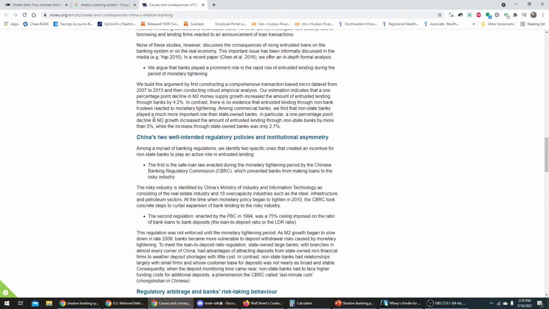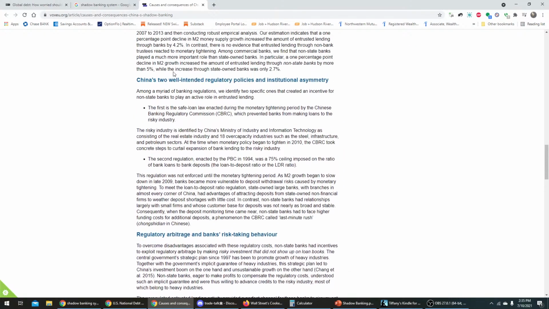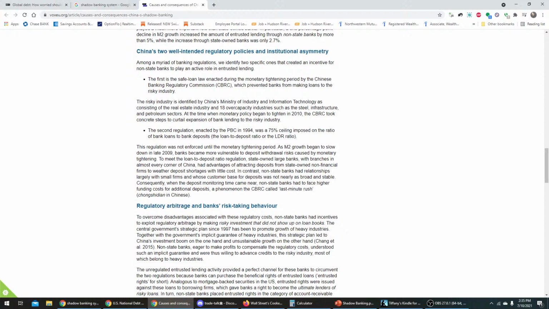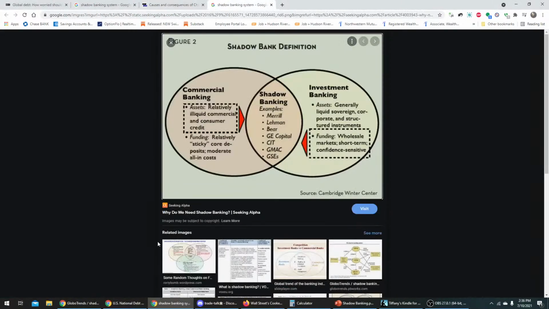So let's see. We're just going through and reading all these articles about what's interesting. Here's another example from Seeking Alpha too. In the shadow banking system, you have your commercial lending, with assets in liquid commercial and consumer credit, relatively stable core deposits, and then you have these firms.